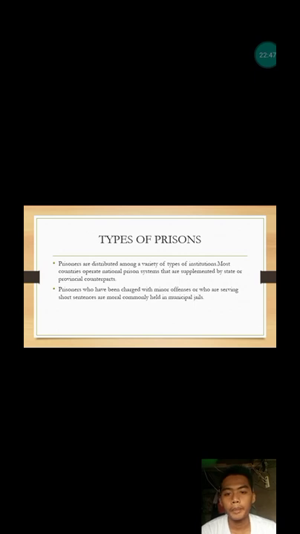Types of prisons. Prisoners are distributed among a variety of types of institutions. Most countries operate national prison systems that are supplemented by state or provincial counterparts. Prisoners who have been charged with minor offenses or who are serving short sentences are more commonly held in municipal jails. So, if the prisoners have been charged with a minor offense, they are only held in their municipal jails.